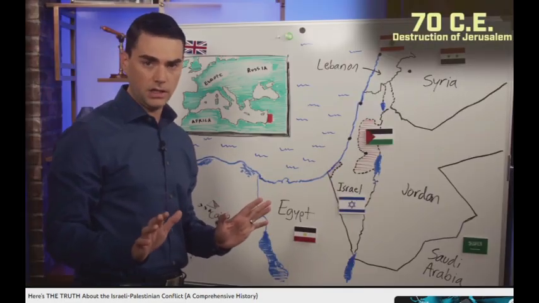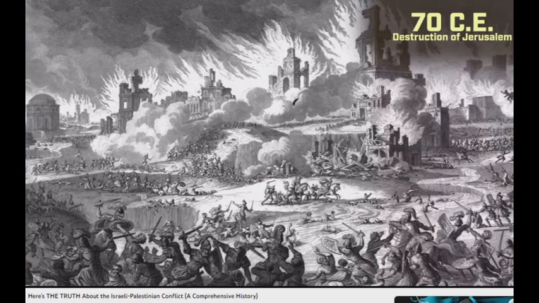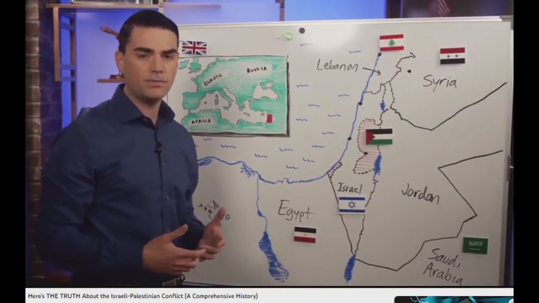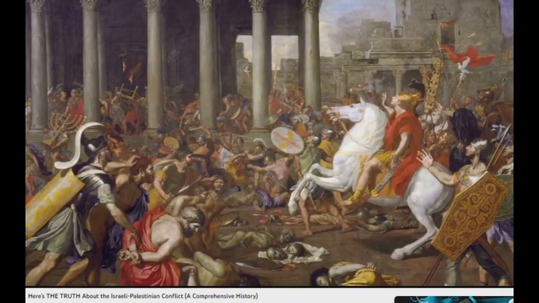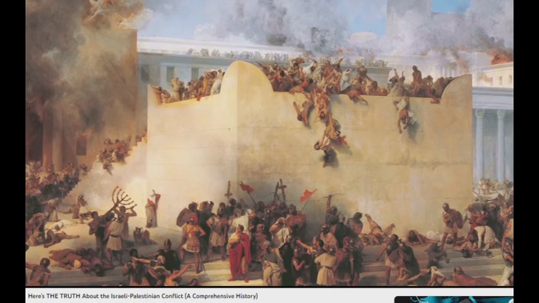70 CE is the destruction of Jerusalem. There's a Jewish revolt against the Roman government because of bad administrative practices and because of infighting and because of a crackdown on religious practice, and Jerusalem is destroyed. And not only is Jerusalem destroyed, the Second Temple is destroyed at the time as well.